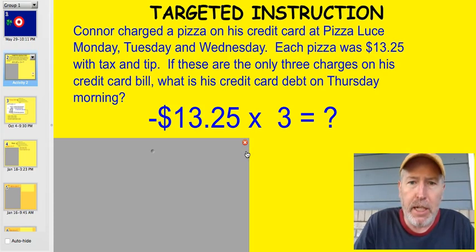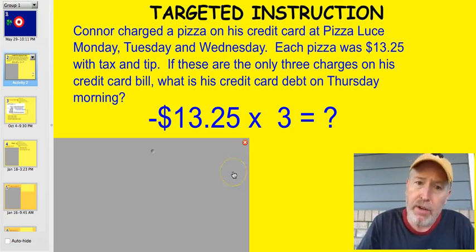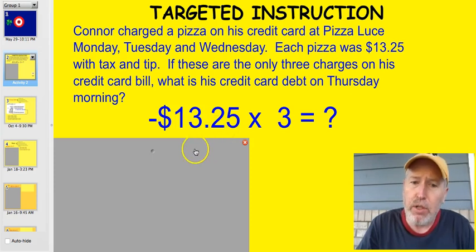Connor charged a pizza on his credit card at Pizza Luce on Monday, Tuesday, and Wednesday. Each pizza was $13.25 with tax and tip. If these are the only three charges on his credit card bill, what is his credit card debt on Thursday morning? Well, it's going to be a negative number because it's going to be debt. So it's a negative $13.25 times 3.